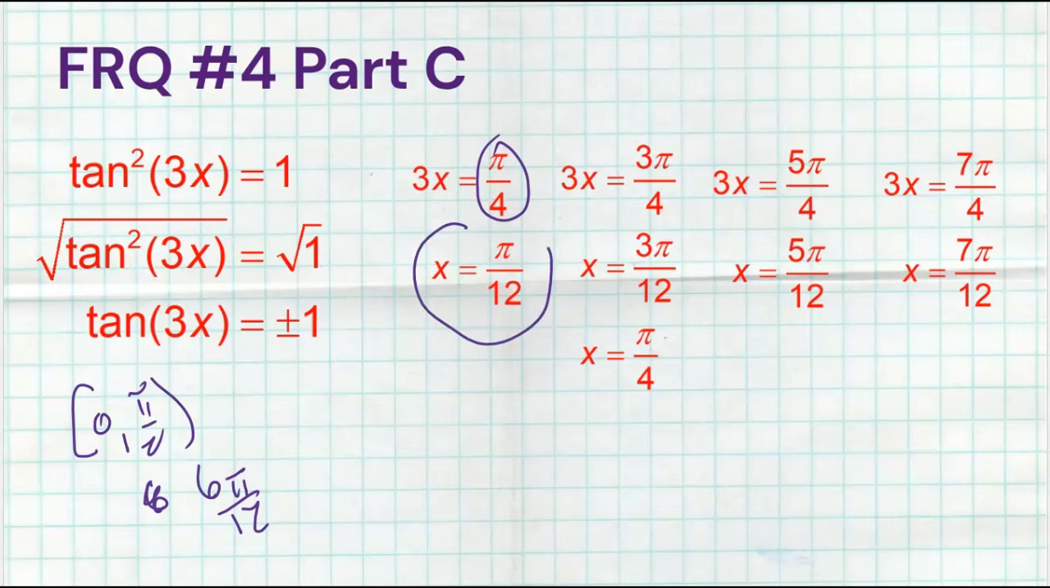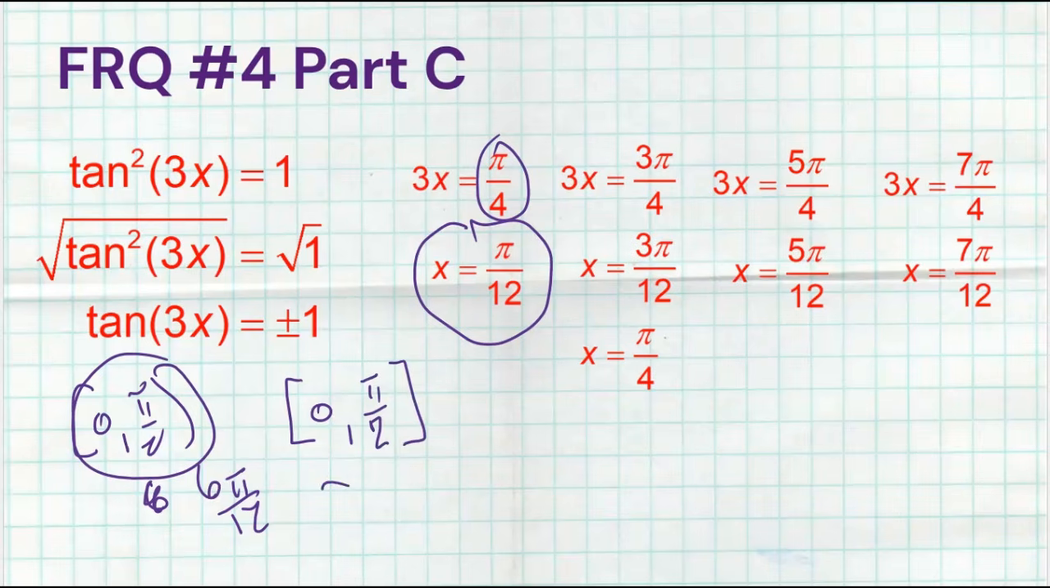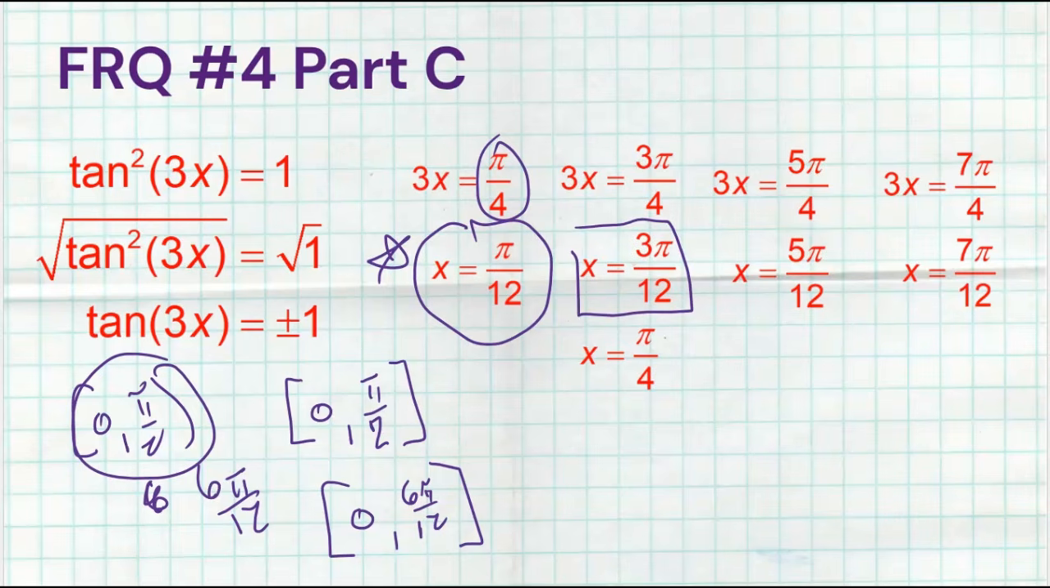So is pi over 12 in this interval? I'm going to write that a little bit neater here. 0 to pi over 2. Or, if you want to think of it as a common denominator, 0 to 6 pi over 12. So is pi over 12 in that interval? Absolutely. So that is definitely an answer. Then we come to 3 pi over 12. Is 3 pi over 12 somewhere between 0 and 6 pi over 12? Absolutely. So here is another answer, pi over 4.